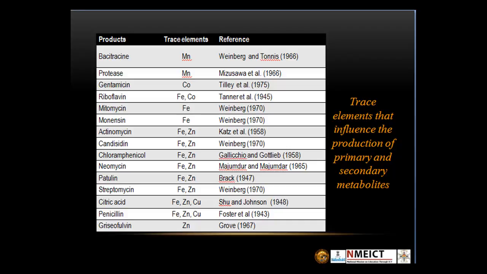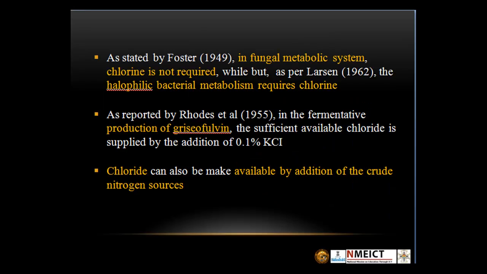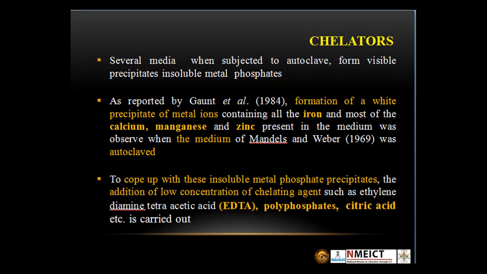As stated by Foster, in fungal metabolic systems, chlorine is not required. As reported by Rhodes and his co-worker, in the fermentative production of griseofulvin, sufficient available chloride is supplied by the addition of 0.1% KCl. Chloride can also be made available by addition of crude nitrogen sources.